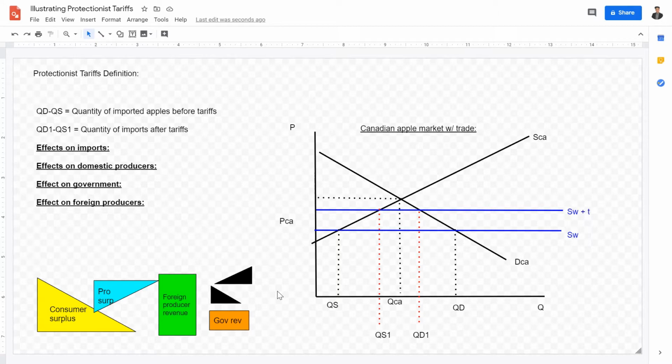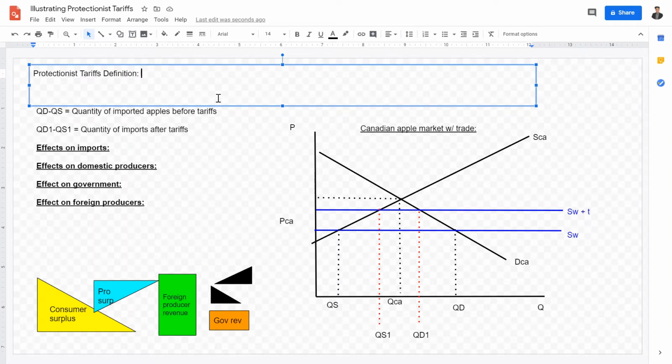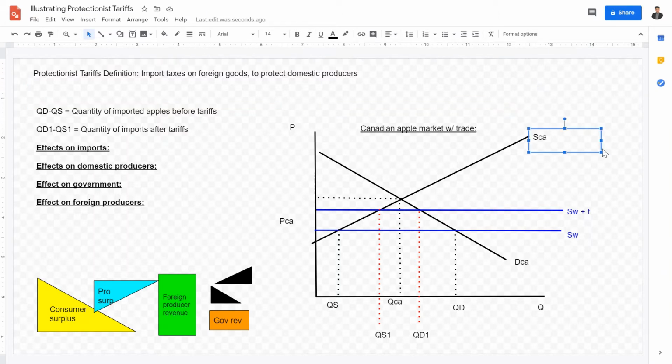So let's give a definition of what a protectionist tariff is right off the bat. A protectionist tariff is an import tax on foreign goods to protect domestic producers. In this example, I'm going to give an example of the Canadian apple market. For example, Canadians may be importing apples from the international market. And this graph right here is what I have done in the previous video. So if you have questions, please go back and see why the Canadian importing apple market looks something like this.